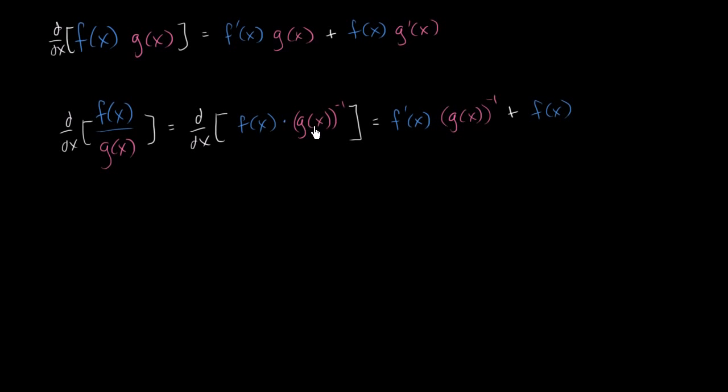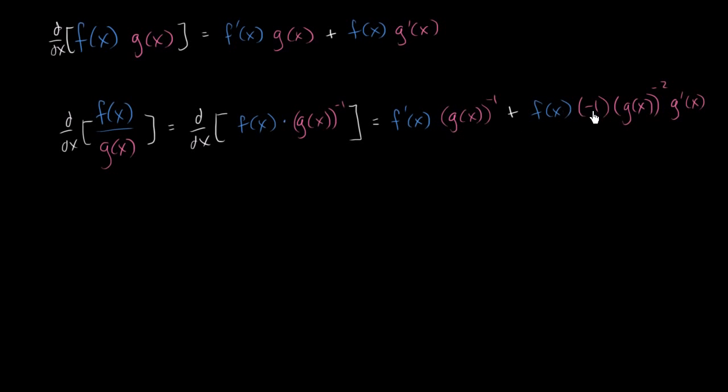And here we're going to have to use a little bit of the chain rule. The derivative of the outside, which we could kind of view as something to the negative 1 power with respect to that something, is going to be negative 1 times that something, which in this case is g of x, to the negative 2 power. And then we have to take the derivative of the inside function with respect to x, which is just g prime of x. And there you have it. We have found the derivative of this using the product rule and the chain rule.